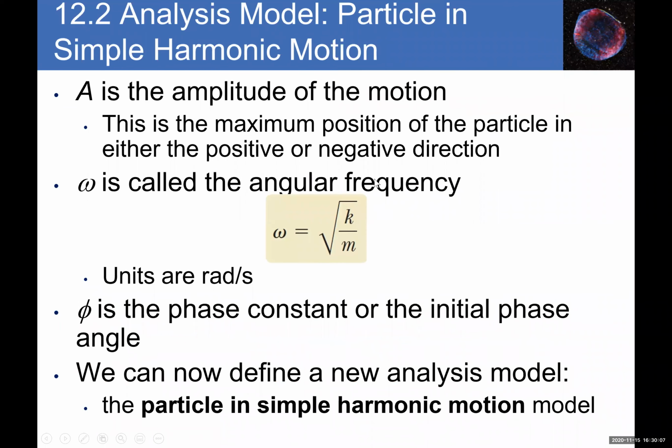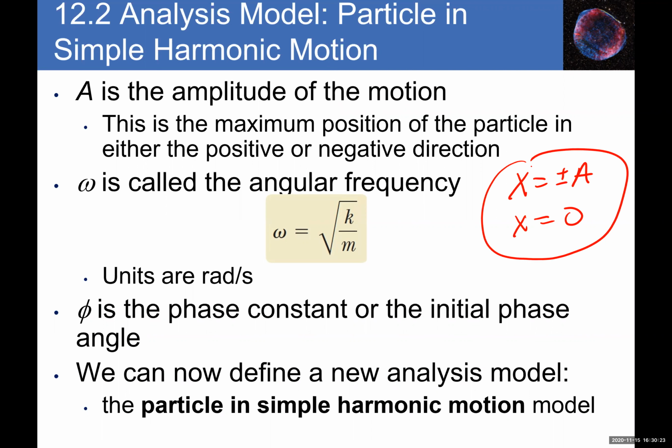All right, so again, A is the amplitude of the motion. This is the maximum position of the particle in either the positive or negative direction. So that's why we can say that x is equal to plus or minus A. Those are the extreme points, right? Omega is called the angular frequency, and omega is equal to the square root of k over m. But we also saw that omega is equal to 2 pi times frequency, and since frequency is 1 over the period, it's also equal to 2 pi over the period. So we're going to see all of those relationships.